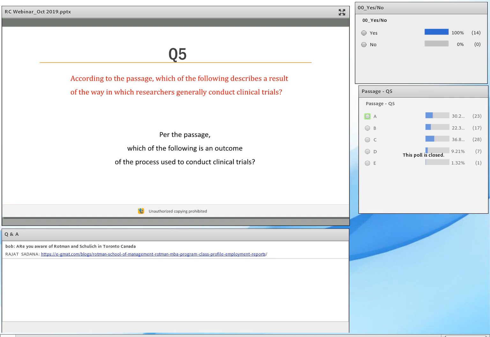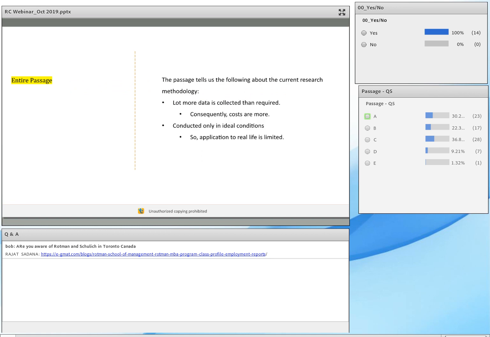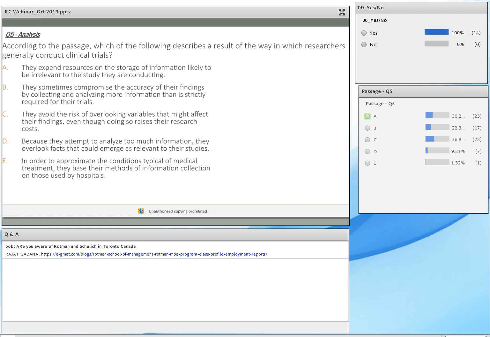Choice A is the correct answer. So again, which of the following describes the result of the way in which researchers generally conduct clinical trials? Okay, so it's a pretty broad one. So how do researchers generally conduct trials? They collect a lot more data, therefore the costs are higher. They conduct only in ideal conditions, so application to real life is limited. Right, so it's a global passage question. So let's take a look at the answer choices now.